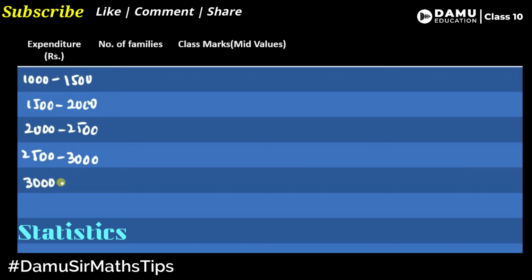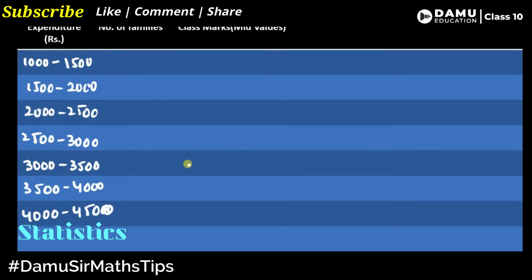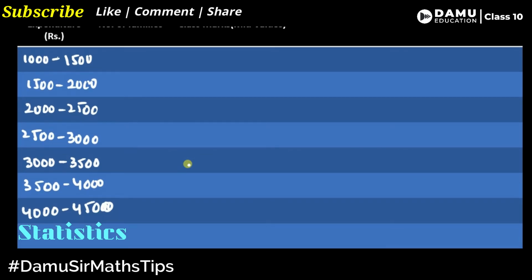Then 3000 to 3500, 3500 to 4000, 4000 to 4500, and 4500 to 5000. These are the class intervals that are given.